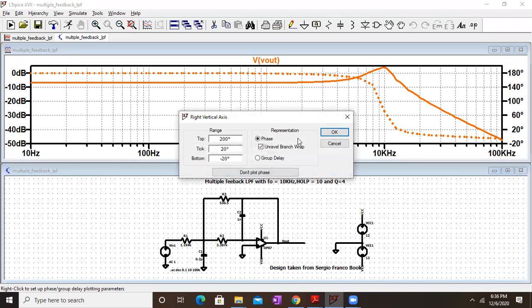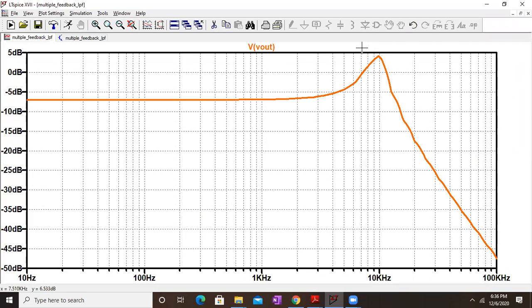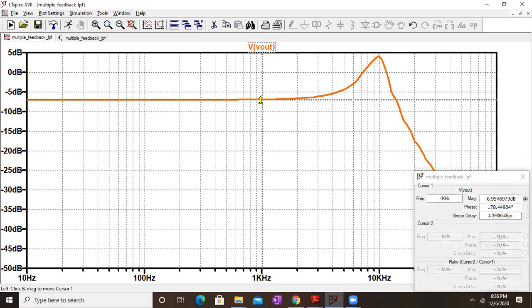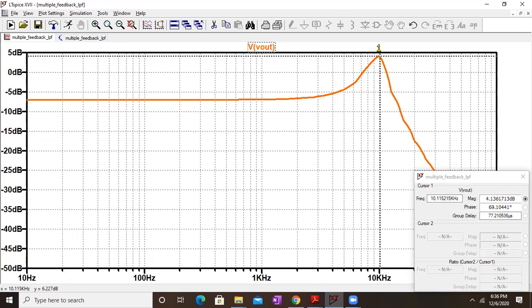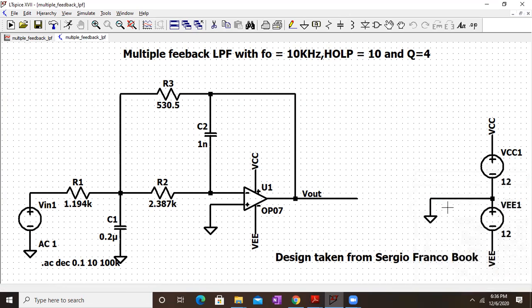So this is the quality factor. Because of that quality factor, you have this overshoot. So the gain over here will be close to, let's check the frequency value. Around 10 kilohertz, right? It's around 10.03. So 10.03 is my cutoff frequency, and we require 10 kilohertz only. So we are getting 10.03, so our design is almost correct.